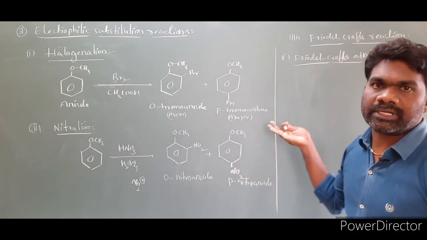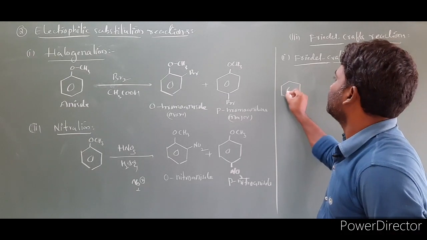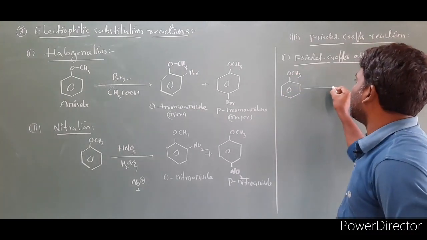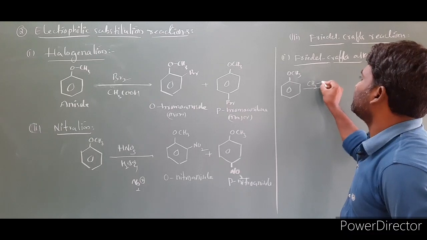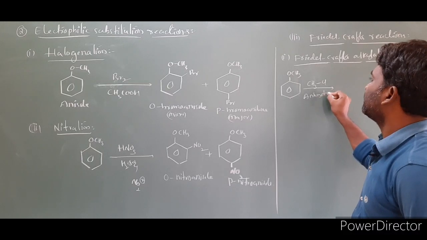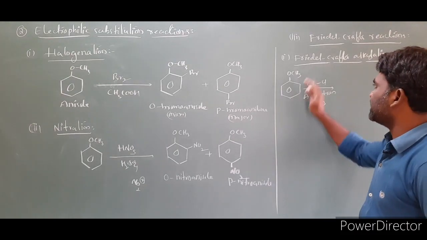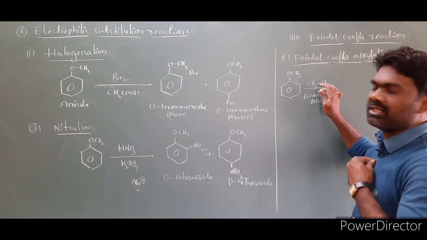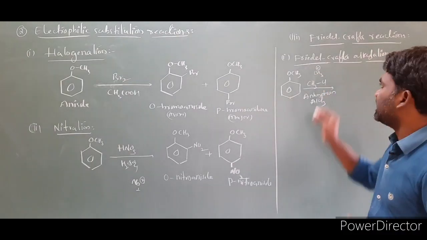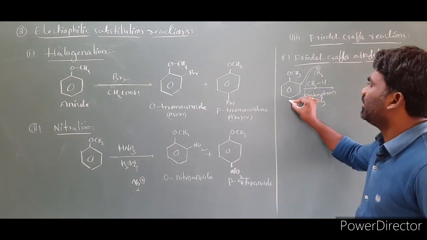It gives an ortho product as well as a para product. Now look at the equation. I am taking anisole, nothing but OCH3. This will react with an alkyl halide, CH3Cl, in presence of anhydrous AlCl3. These two will react, and AlCl3 reacts with CH3Cl. The product we get is the CH3 carbocation. This carbon with positive charge attacks the ortho position, or it may attack the para position.